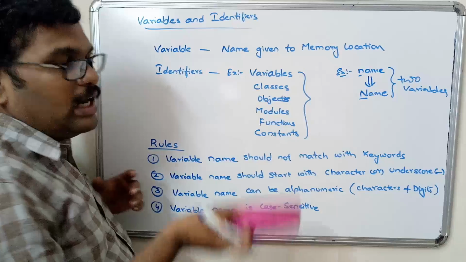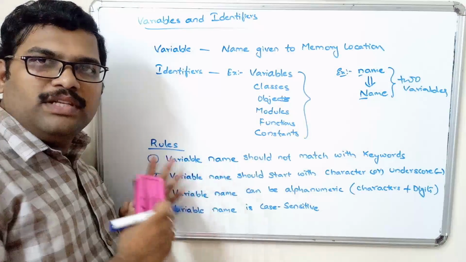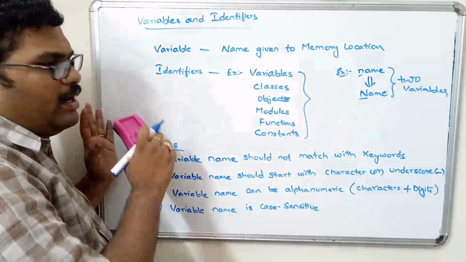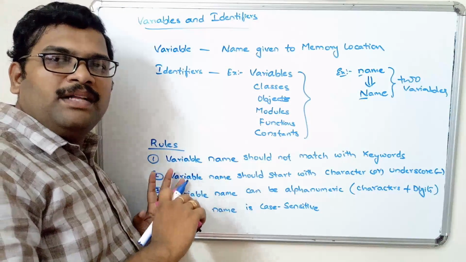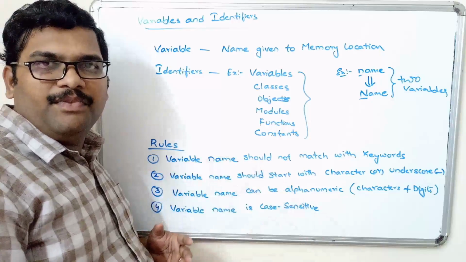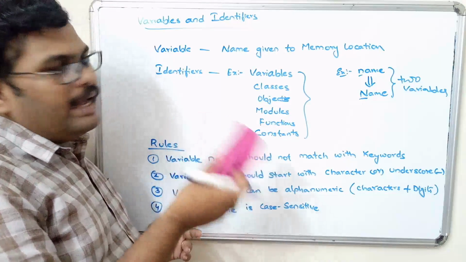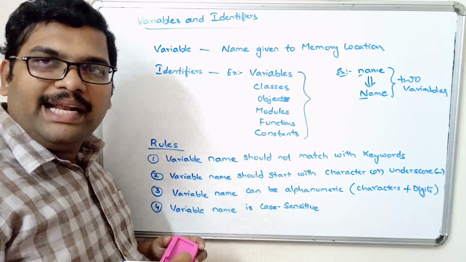Now let us move on to the data types. Hope you understood this simple thing. The same we have seen in the C language itself. If you compare Python with C, everything is the same as far as variables and identifiers are concerned. Now we will move on to the data types.